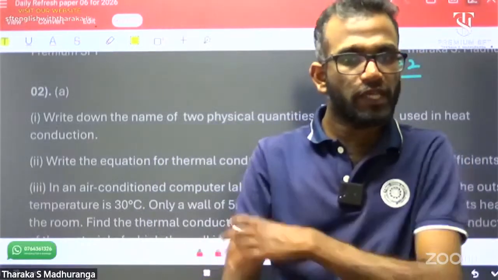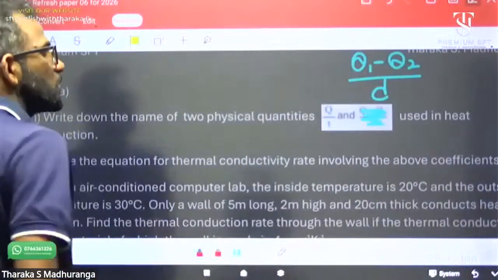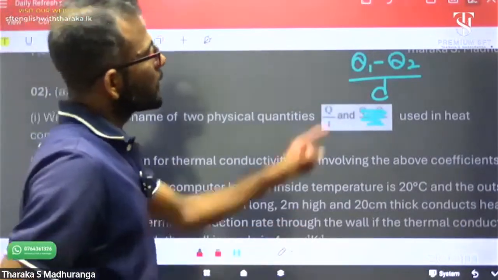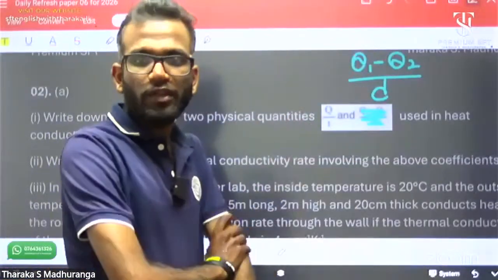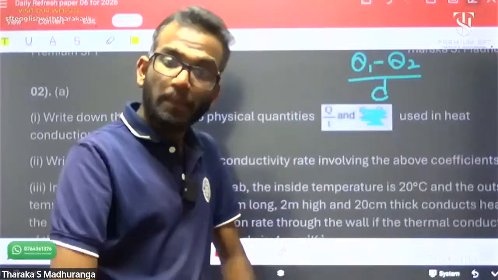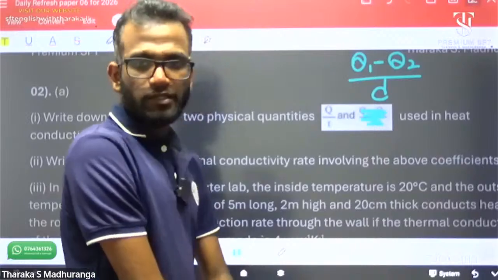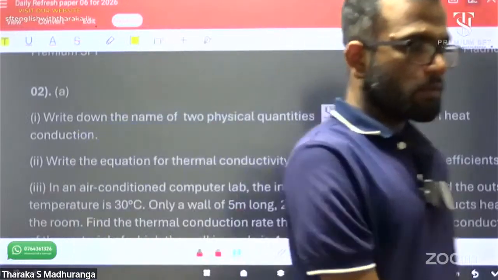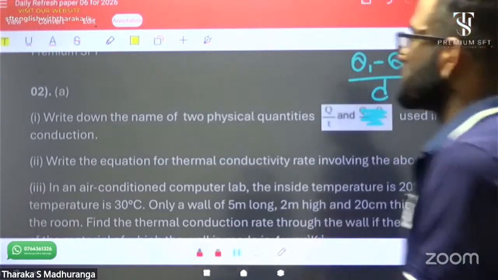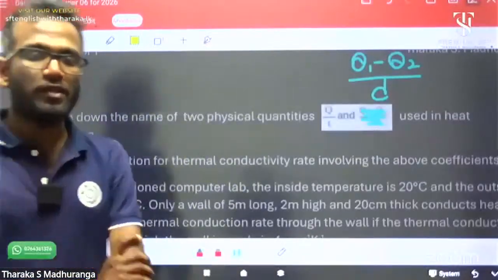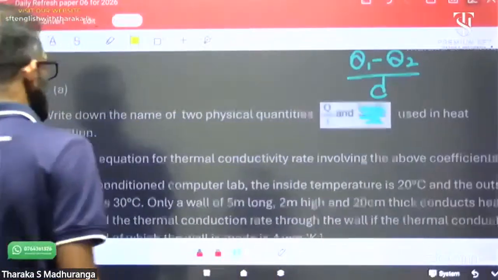What's the name of Q over T? Thermal conduction rate. Theta 2 minus theta 1 means temperature difference divided by length or distance. It is the temperature gradient. Very simple. First part: Q over T is the thermal conduction rate, and temperature difference divided by length or distance is the temperature gradient.